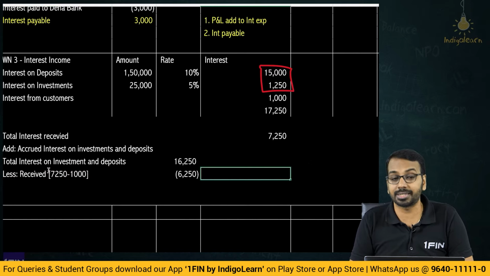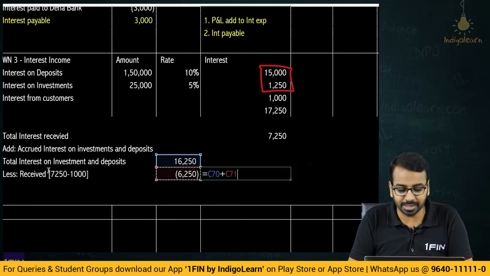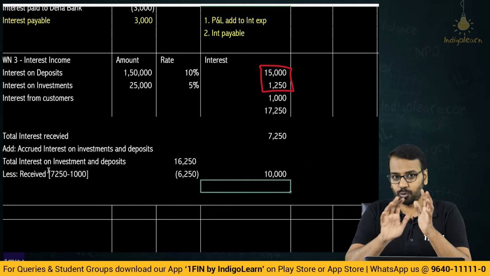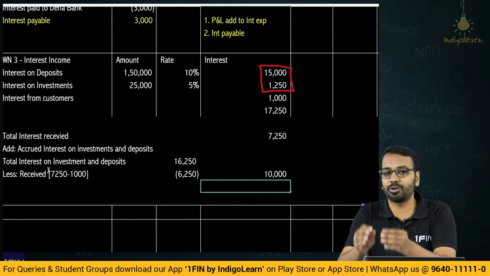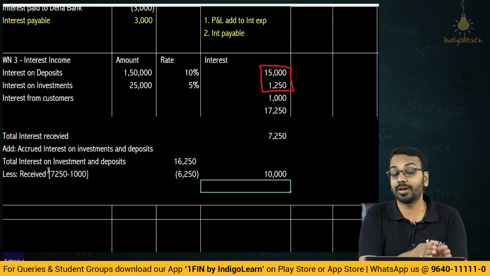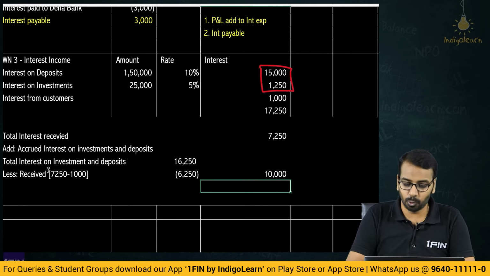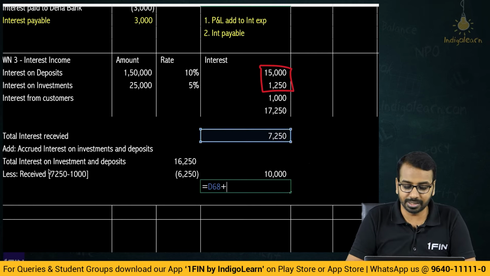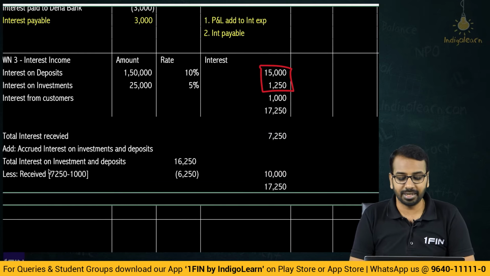Okay, so what is the accrued interest, or what is the interest that we have not yet received? 16,250 minus 6,250, 10,000. So the way you have to understand is, 7,250 we have already received totally from customers and investments. How much have we not yet received? 10,000. So the total becomes 7,250 plus 10,000, 17,250.